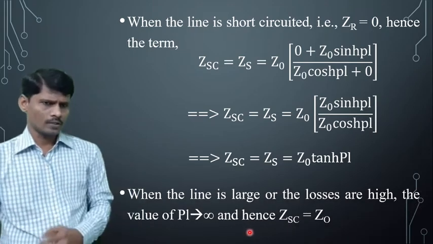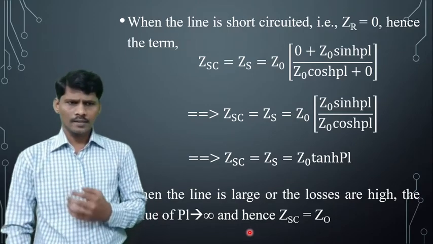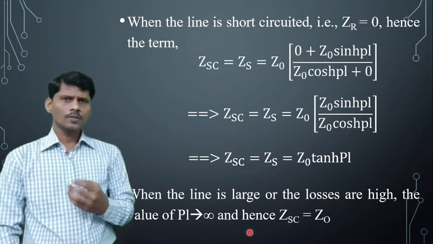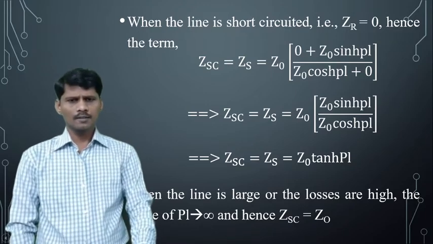When the line is long, or the losses are high, the value of γL tends to infinity, hence the short circuited impedance is equal to the characteristic impedance of the transmission line.